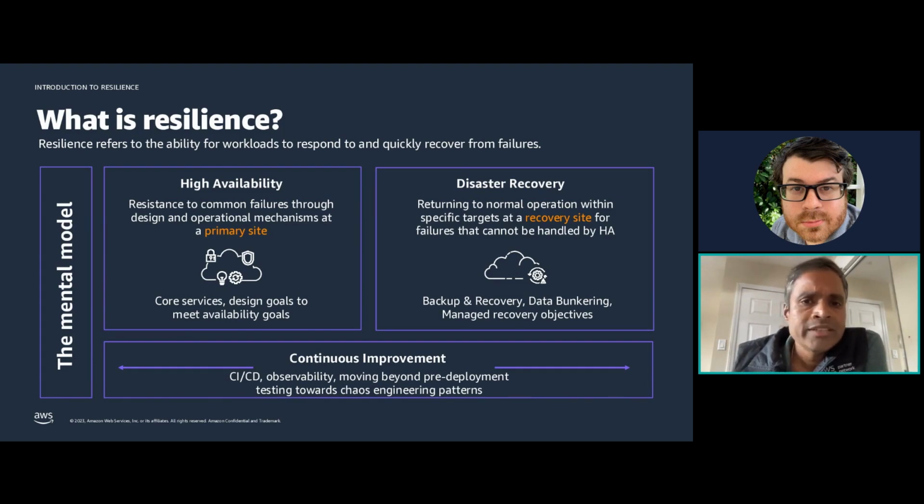Resilience is not a one-time thing that you just check off your list. Continuous improvement entails things like implementing DevOps practices such as CI/CD to automate your delivery pipelines, introducing failures on an ongoing basis to test your systems, and implementing ongoing observability and monitoring practices.